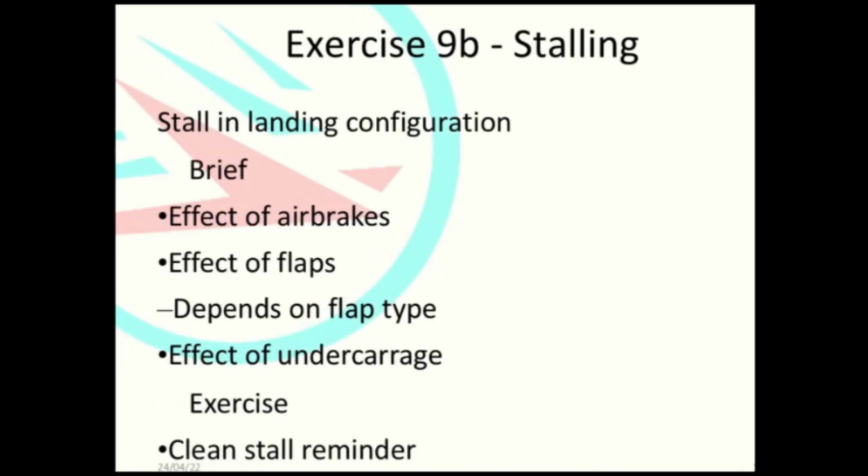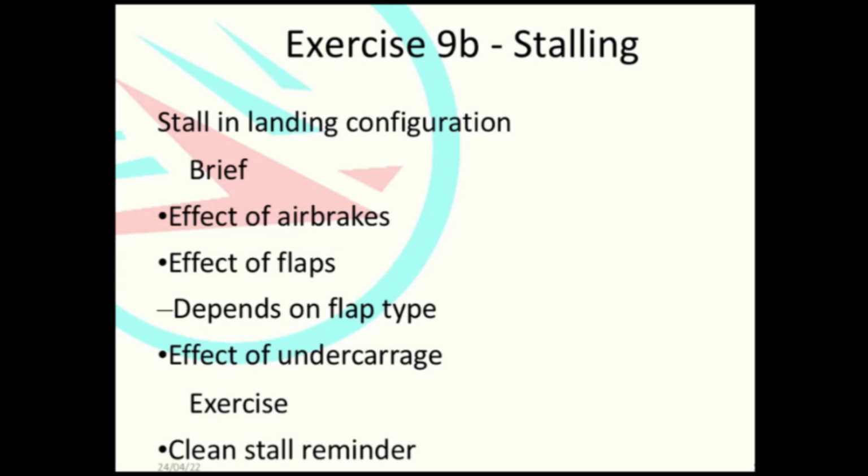Then the final stalling exercise is a stall in the landing configuration of the glider. Just read the flight manual and make sure what configurations you can stall it in. So, as part of the briefing, we want to brief the effect of the air brakes and the fact that the air brakes, because they kill a part of the lift, may increase the stalling speed of the aircraft. The effect of the flaps: again, it will depend on flap type, but you may find with flaps down, the stalling speed may reduce, and the effect the undercarriage may or may not have on the aircraft.